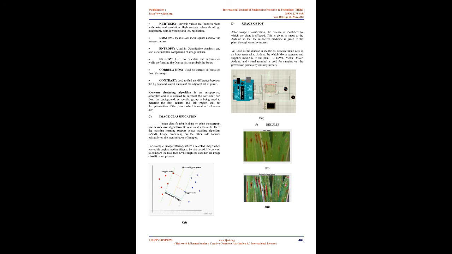Skewness measures how asymmetrical the distribution of pixel values is. Variance measures how every pixel varies from neighboring pixels, or center pixels, and is used in the grouping of different regions. Kurtosis values are found in combination with noise and resolution. High kurtosis values should go together with low noise and low resolution. RMS means root mean square, used to find image contrast.